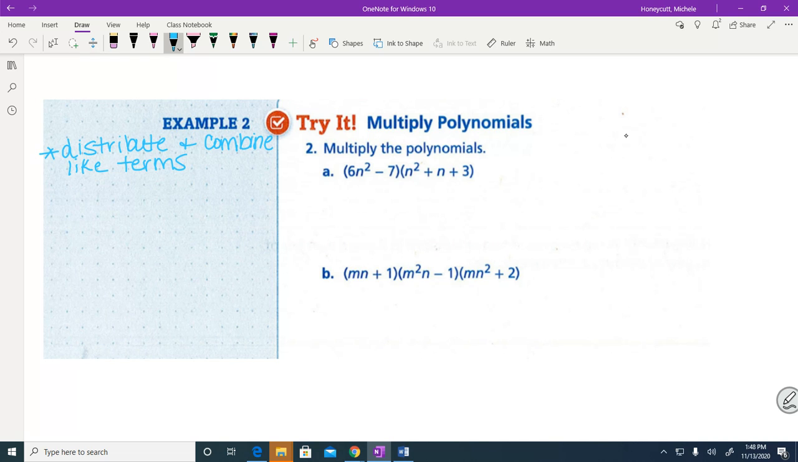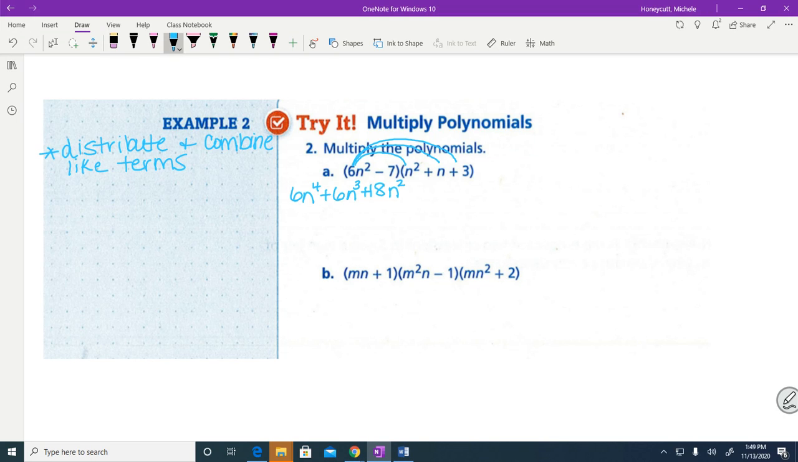So in example A, I'm going to multiply by distributing. So I'll distribute the 6n squared to n squared. I'll have 6n. Now, what do I do with these exponents? You add them. So whenever you're multiplying and you've got the same base but different exponents, add the exponents. So this would be 6n to the fourth. 6n times n would be plus 6n cubed.